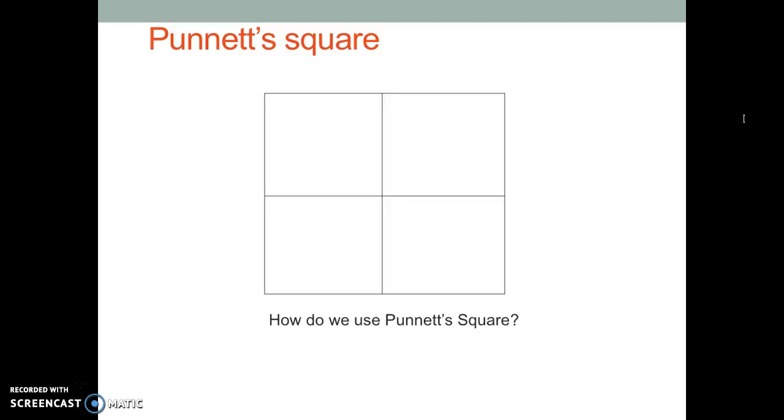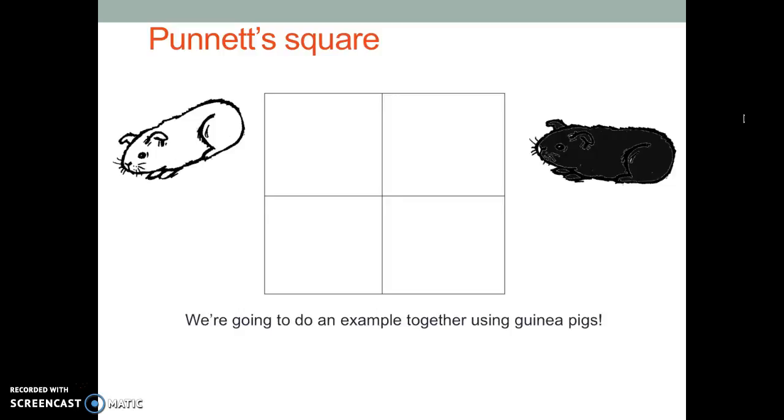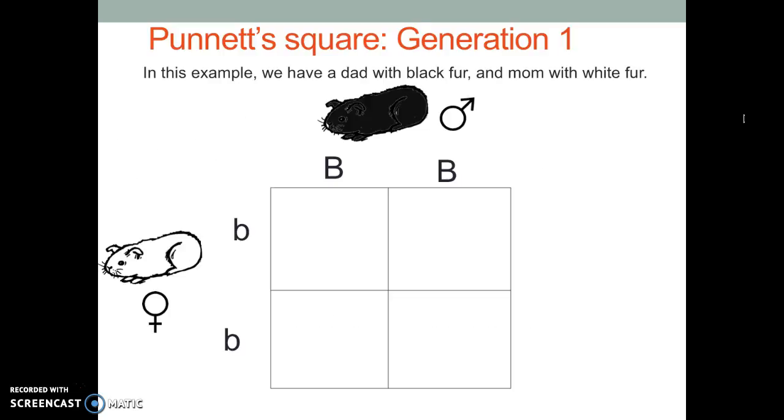But how do we use this Punnett square? What does that really mean? Well, we're going to do an example together using guinea pigs to figure it out. In this example, we're going to have a dad with black fur shown up here up top and a mom with white fur. It doesn't matter what order you write these in. We just picked this one for convenience.